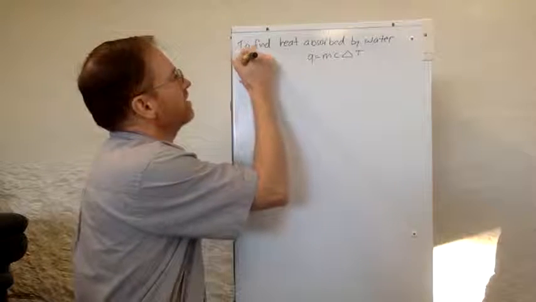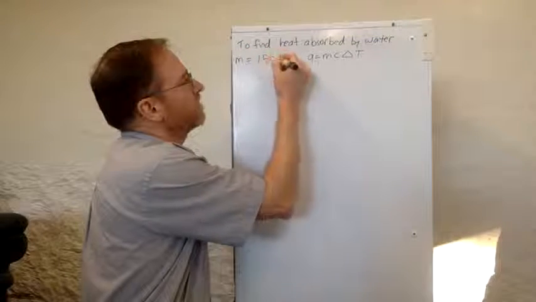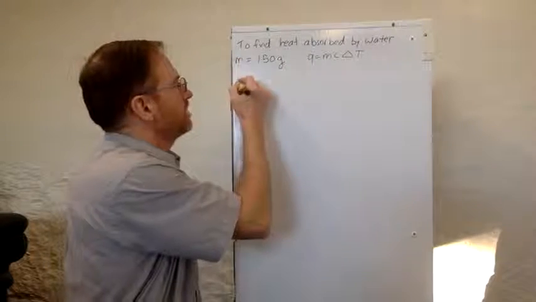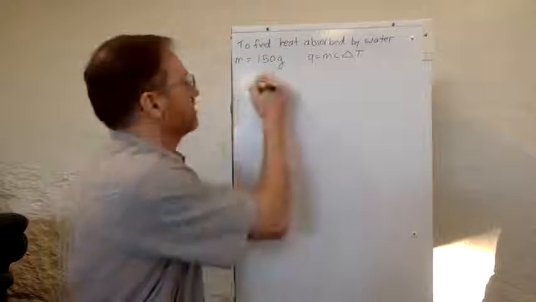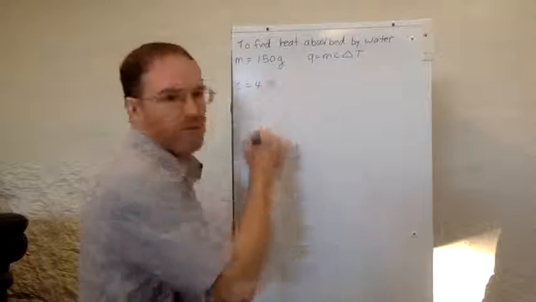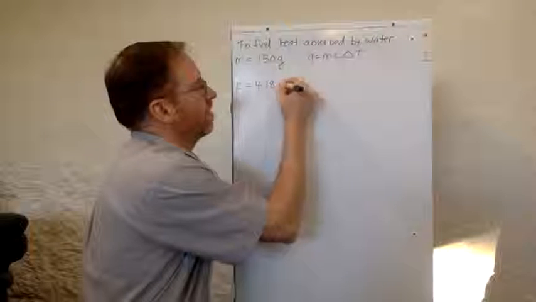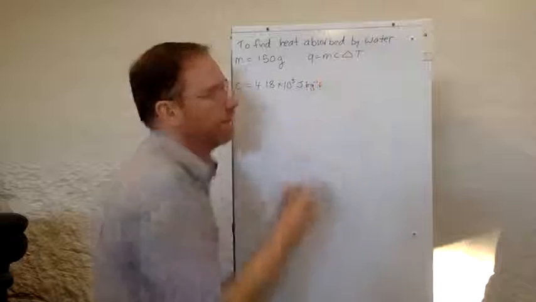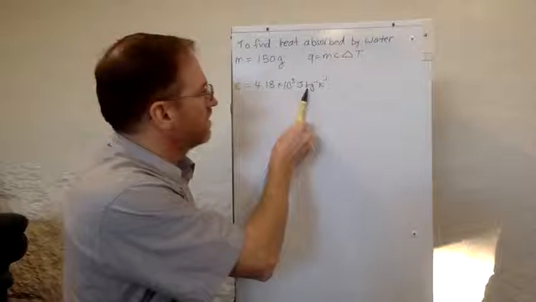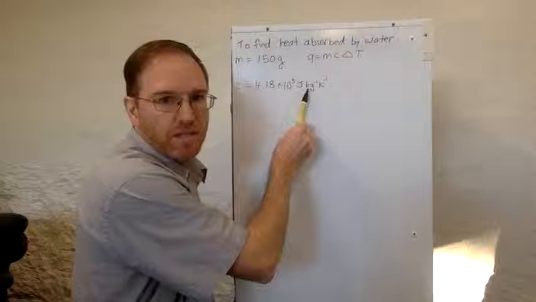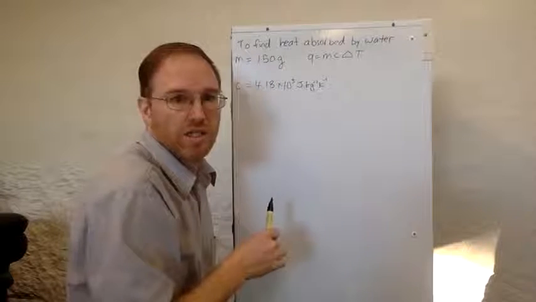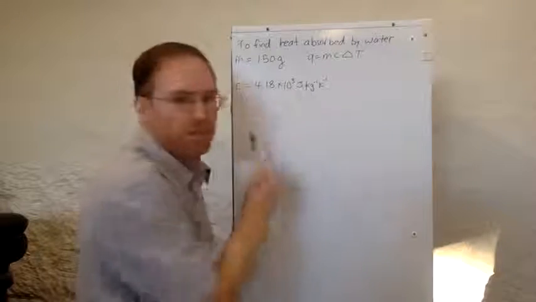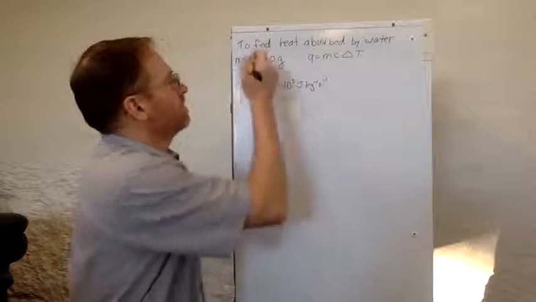Let's assume that the mass of the water was 150 grams. My specific heat, I'm going to leave a space, you'll see why in a second. The specific heat of water is, from your formula sheet, 4.18 times 10 to the 3 joules per kilogram per Kelvin. Now you'll notice that the specific heat is in kilograms. So I'm going to convert my mass of water to kilograms, and whenever you're doing a calorimetry question, or whenever you're using the specific heat, convert to kilograms, because that way you won't make any mistakes with units.